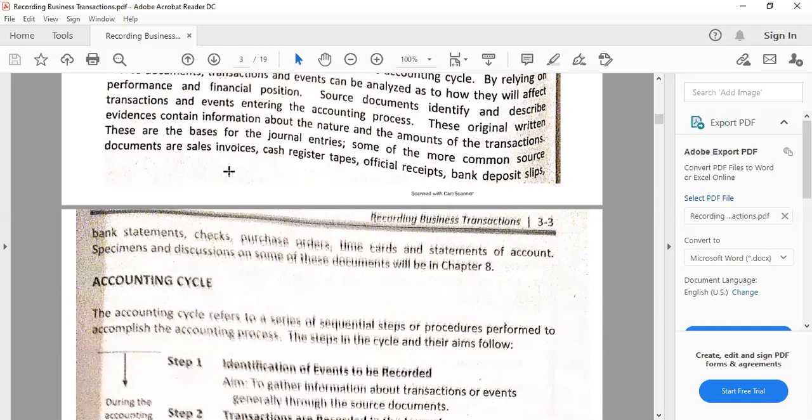So we have sales invoices. For the sales example, if this is a service concern, so the rendering of services either in cash, that's going to be the cash sales invoice. If on account, the charge sales invoice.